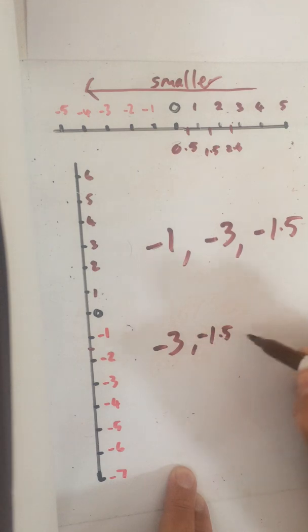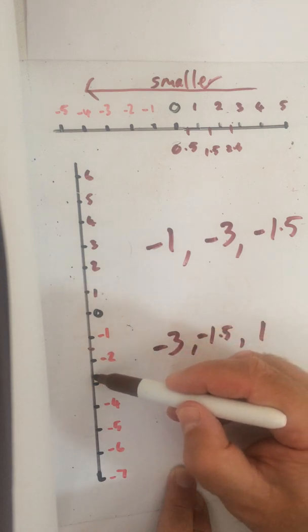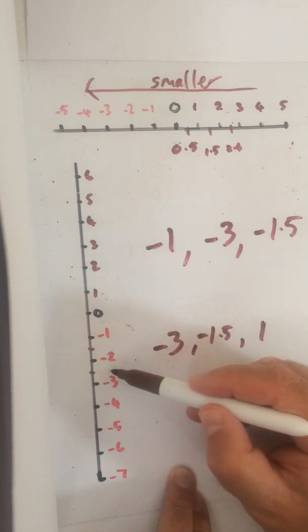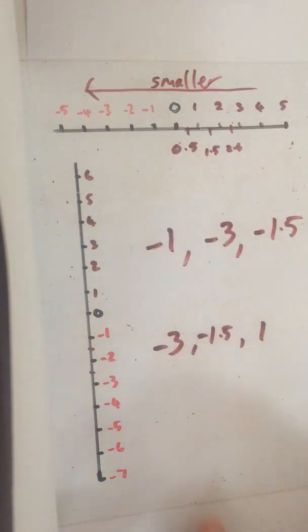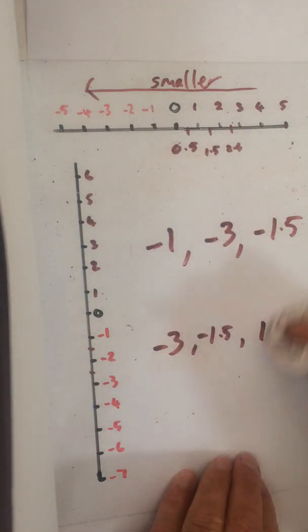Minus 1.5 is smaller than 2. So use your number line again to help you with those decimals if you need to, because you can see that this number here is going to be 2.5. Depending on which number line you prefer. Right, have a go, please.